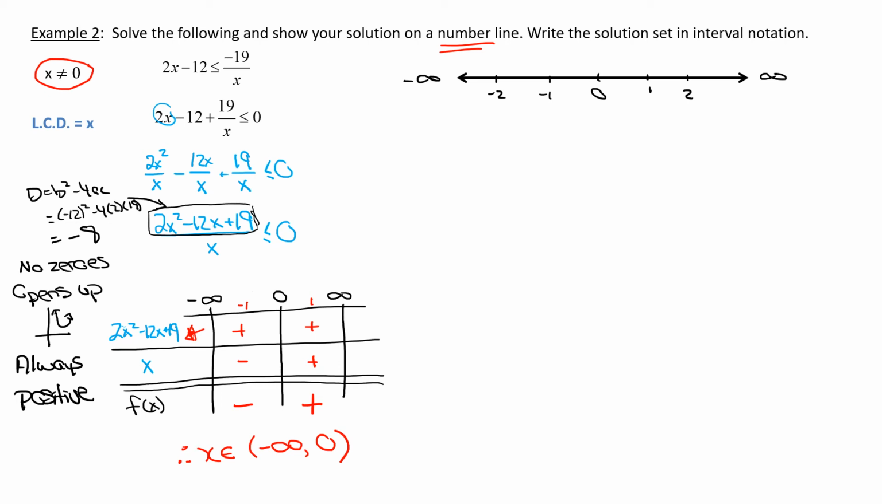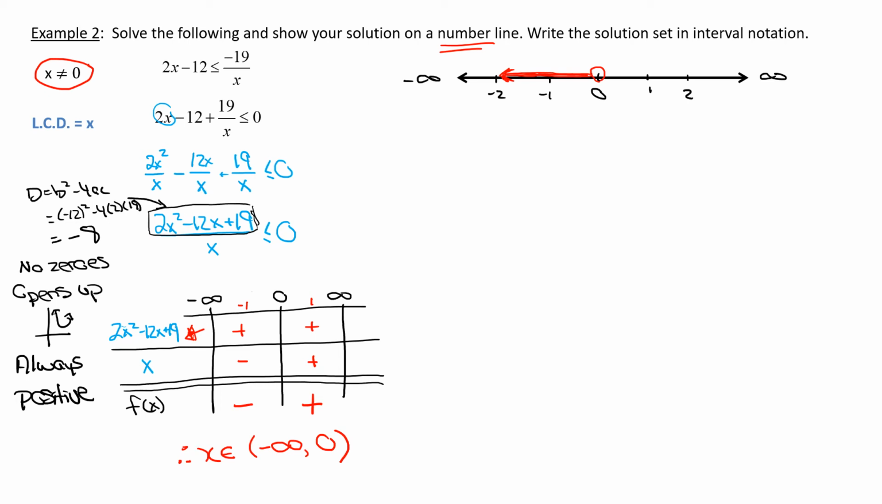To do that, I put an open circle on 0, not a closed circle. An open circle means we are excluding the value of 0. We're not including it. And then I just draw an arrow over. I don't have to go all the way over, but I just draw a bit of a thicker arrow so I can see it over my line here. That's your solution set on a number line. That's all you have to do for the number line.